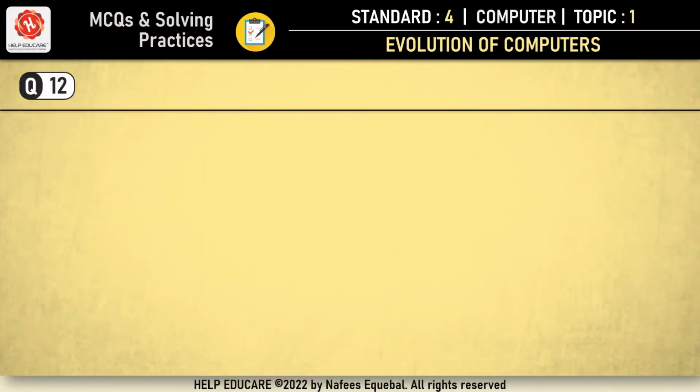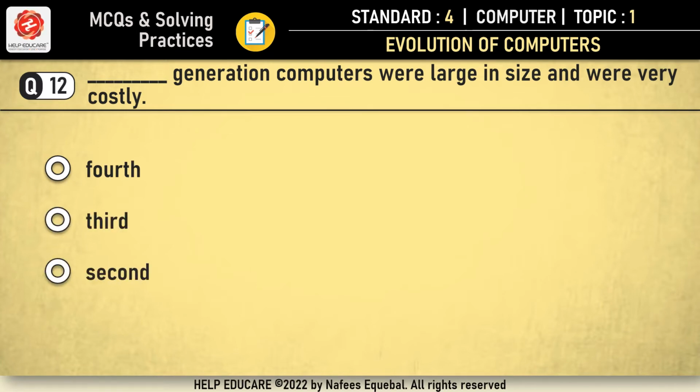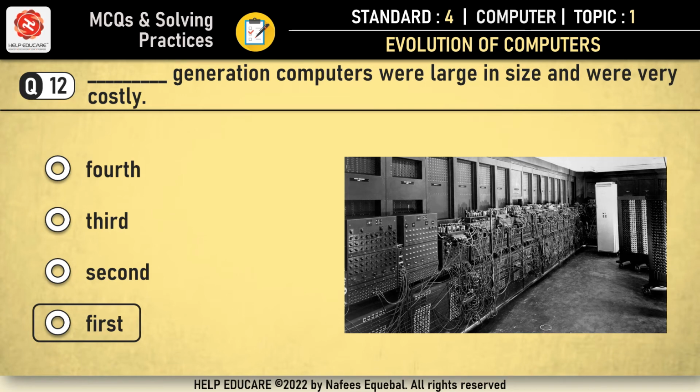Question number 12. Dash generation computers were large in size and were very costly. First option fourth. Second option third. Third option second. Fourth option first. Answer will be displayed in 10 seconds. Correct answer is first.